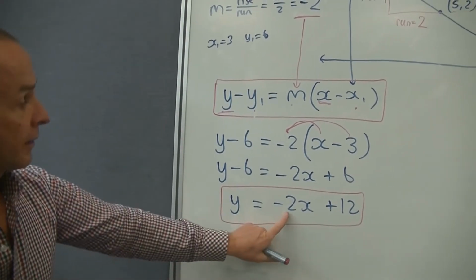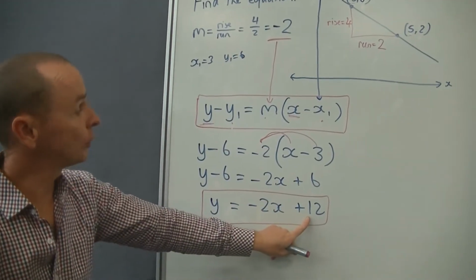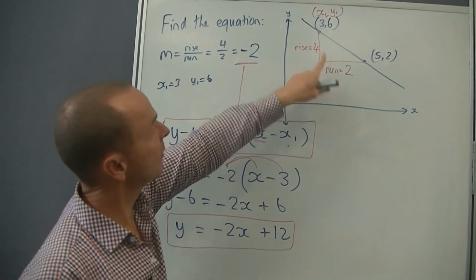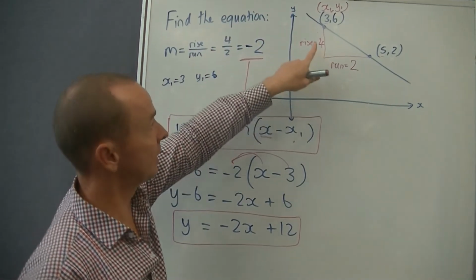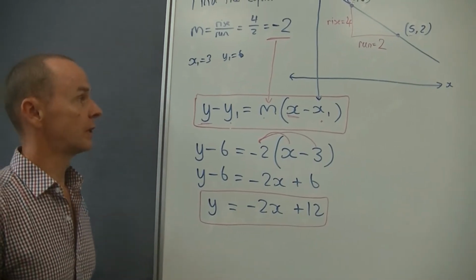You can check. The gradient is minus 2, and that's correct, we worked that out. And if you look here, the y-intercept is 12. We don't know exactly from this graph, but it looks like a sensible answer, doesn't it? Because it's up there somewhere, so our y-intercept is 12. So we've just finished it.